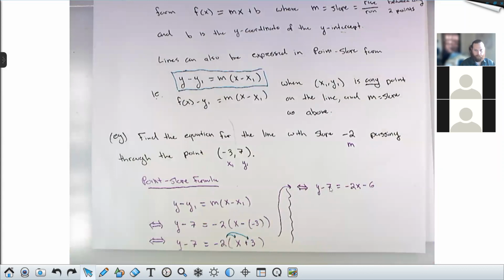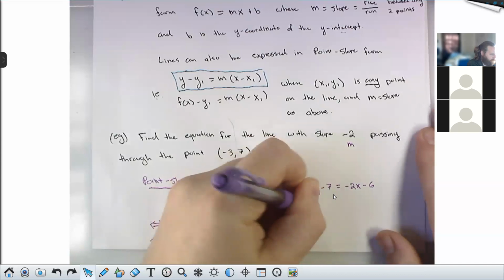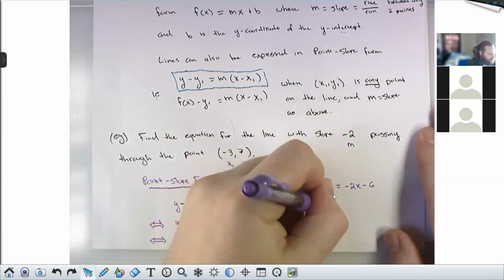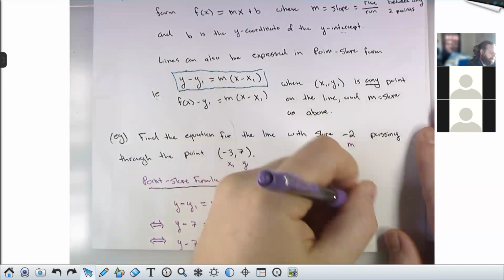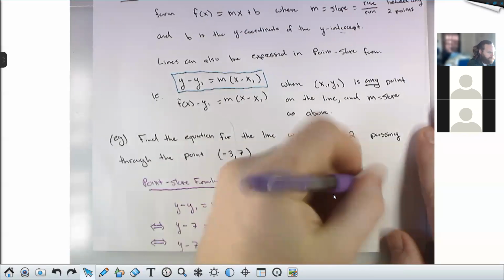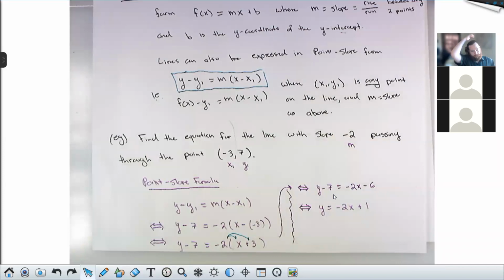And that's looking better. The last thing we would do if I want to get this into f of x, or y equals mx plus b, is to add the 7. And I'll get y alone on the left. If I add 7 to both sides, -2x minus 6 plus 7. So -6 plus 7 is +1. And that's it, we're done.